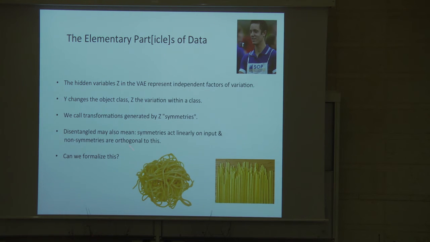And so where the input distribution is like a big spaghetti of things that is all run together and knotted up, what we really want is this clean image where everything gets disentangled. We find these independent factors of variation, but actually I will argue in the next slide that we can go a little bit further: symmetries might also mean that symmetry transformations act linearly on this space, and that non-symmetries are orthogonal to this.